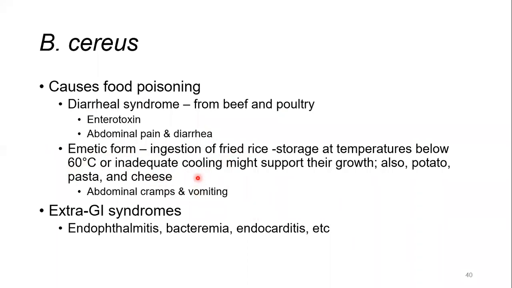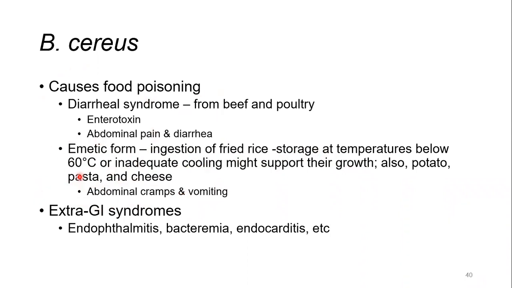With the rice, what has been known is that it's been associated mainly with foods, fried rice mainly made the Asian way. And it's thought to be related to storage of that rice at about below 60 degrees and reheating without allowing adequate cooling, or storage without adequate cooling, and then reheating the same food allows the bacteria to multiply. And this causes abdominal cramps and vomiting.